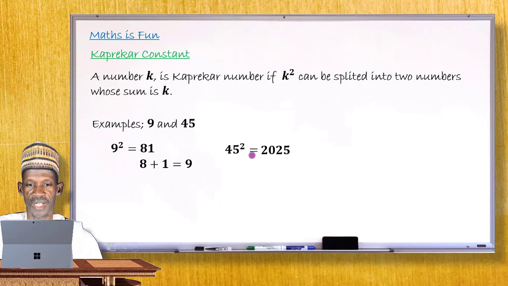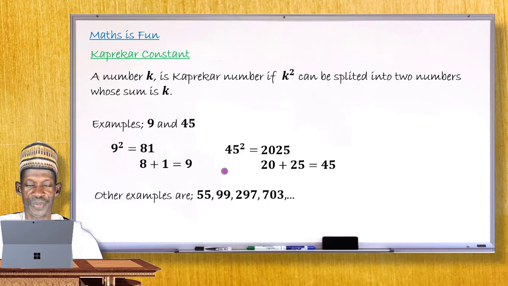And this result, that is 45 squared, can be split into 2 numbers. The 2 numbers will now be 20 and 25, and the addition of those 2 numbers gives you back your number 45. Look at it, 20 plus 25 will give you back the number 45, so which means 45 is a Kaprekar constant. Other examples of Kaprekar constants are 55, 99, 297, 703, and so on. All these are Kaprekar constants.